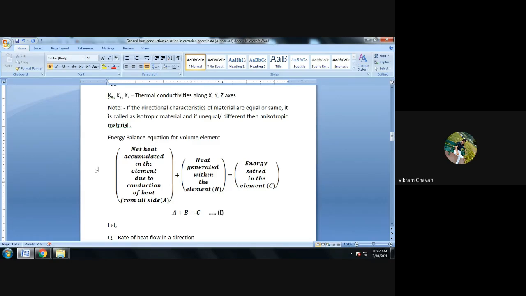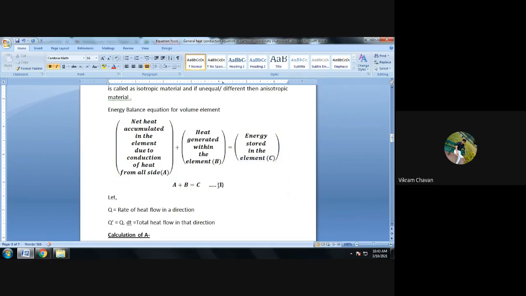energy stored in the element, in small bracket capital C. Okay, so these three parts we need to determine here: A, B, C. So equation number Roman 1 will be A plus B is equal to C. Okay.